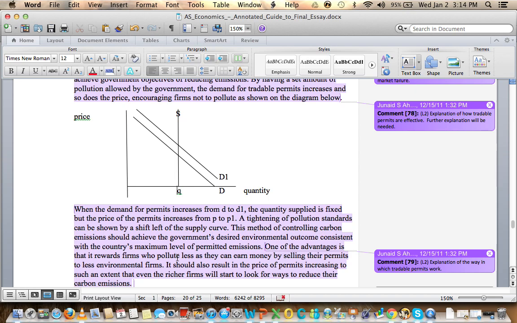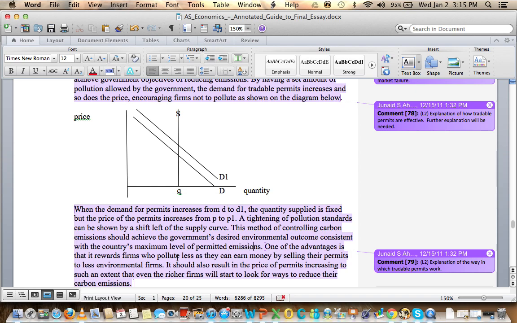A tightening of pollution standards can be shown by a shift left of the supply curve. This method of controlling carbon emissions should achieve the government's desired environmental outcome consistent with the country's maximum level of permitted emissions. Again, the explanation's okay, could be better. What we're talking about here, tightening pollution standards, shifting the supply curve left, is something that's different to demand increasing for tradable permits.